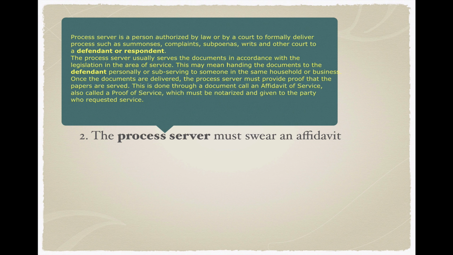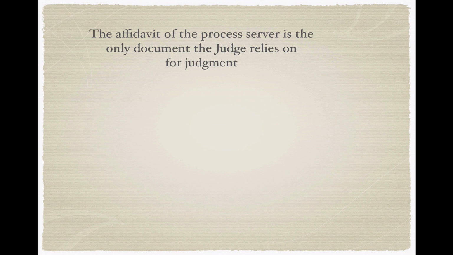Now, in my jurisdiction video, I've shown you that they need actors. Those are the actors that they need. They need a defendant or a respondent. Once the documents are delivered, the process server must provide proof that the papers are served. This is done through a document called an Affidavit of Service, also called a proof of service, which must be notarized and given to the party who requested service. Okay, so now you can see what their process is. Now I'll show you how we can get out of it.